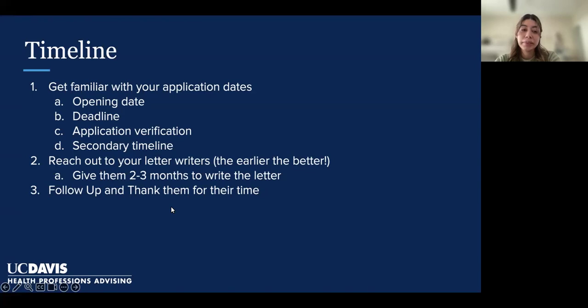There are different applications, like the different CASs for each health profession, that have different application dates. Nursing is a good example, because the submitting of the applications may not always occur in the summer. Number 1 is to get familiar with your application dates: the opening date, the deadlines, application verification, and your secondary timeline.